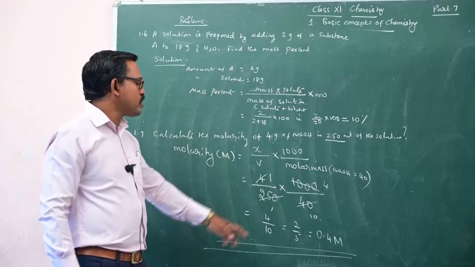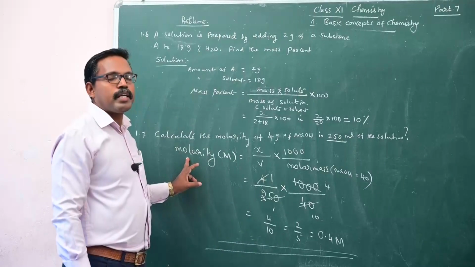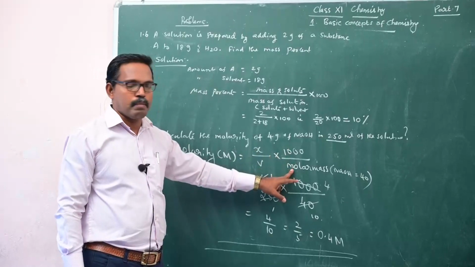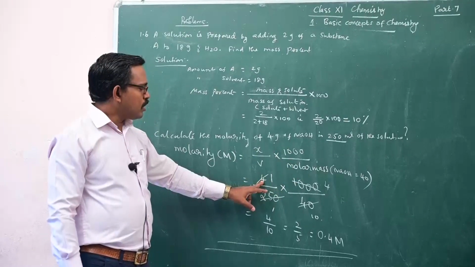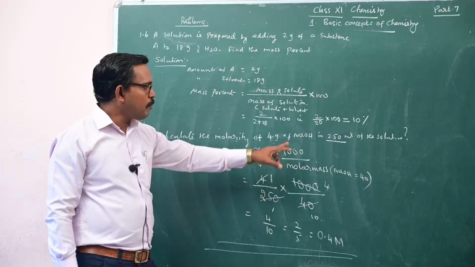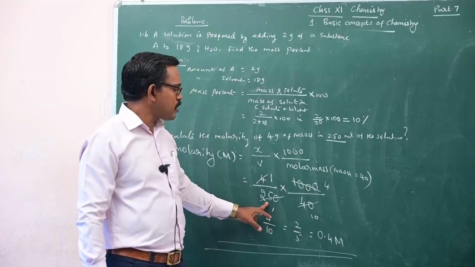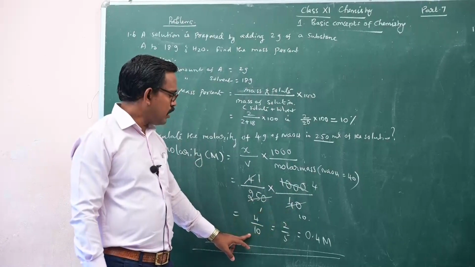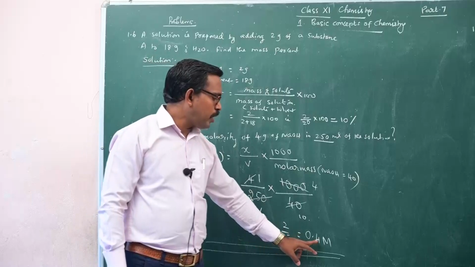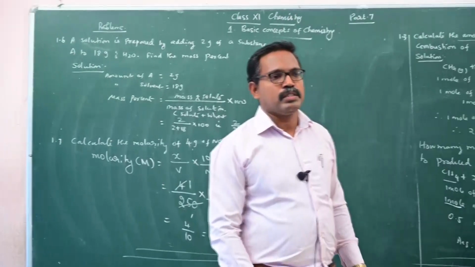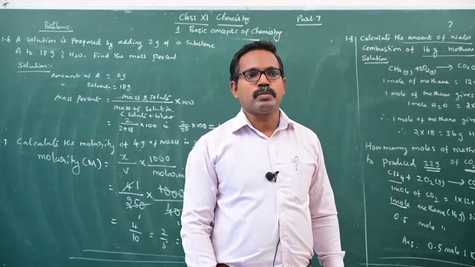Molarity of the solution is 0.4 M. Molarity is calculated by the simple formula x by V into 1000 divided by molar mass of the solute. X is the amount of solute dissolved, V is the volume of the solution, 250 into 1000 divided by molar mass 40. That gives 0.4 M. So, you go through these problems and write in your chemistry notes.